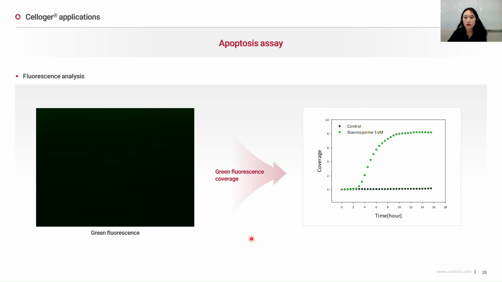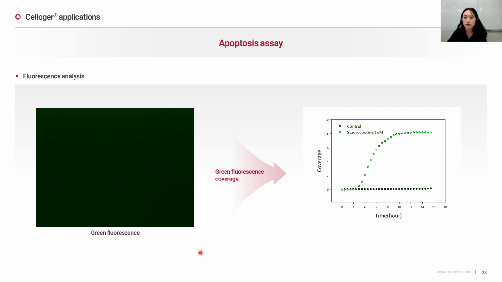In this experiment, we measured apoptosis over time by tracking green fluorescence coverage as shown in the graph on the right. You can see that the fluorescence starts to increase rapidly around 3 hours after drug treatment.